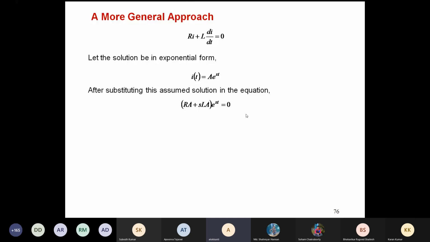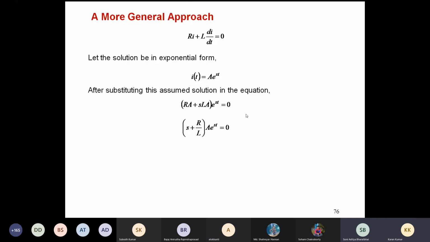If you divide this whole equation by LA, you basically get s plus R by L, times A e to the power st, equal to 0. So what is the solution of this equation? s is equal to minus R by L. How many solutions are there in this equation? Two solutions. A is 0 or s is minus R by L.